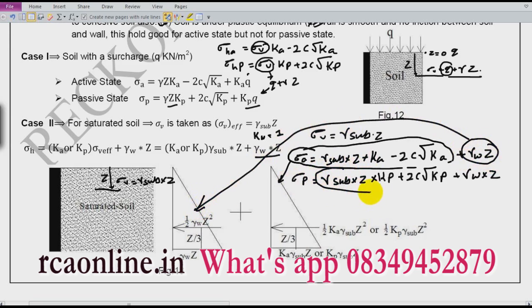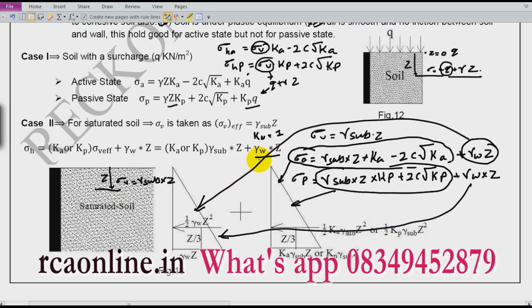Similarly, for the passive also, this can be drawn in this way and this can be drawn in this way. So you have to use two pressure diagrams. Both will act at the same depth, Z by 3, with the total pressure being half gamma W Z square, and in this it will be gamma submerged Z square into passive state. Is it okay?